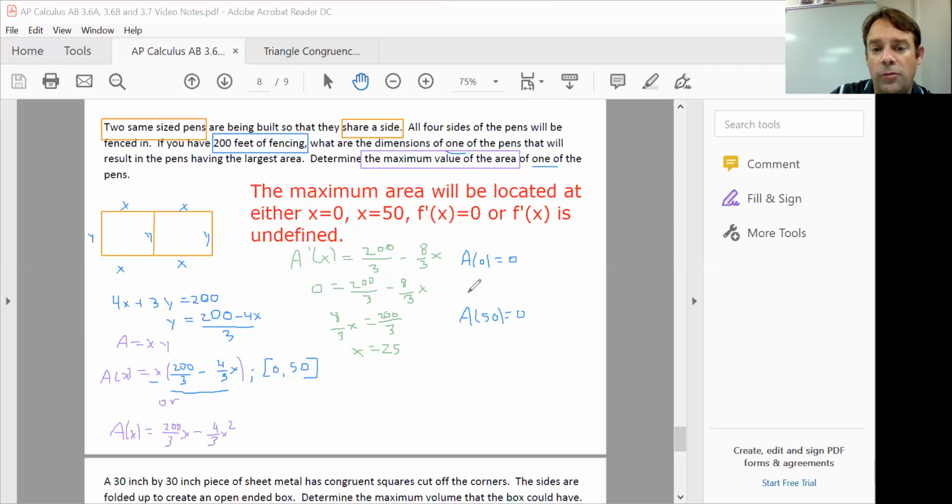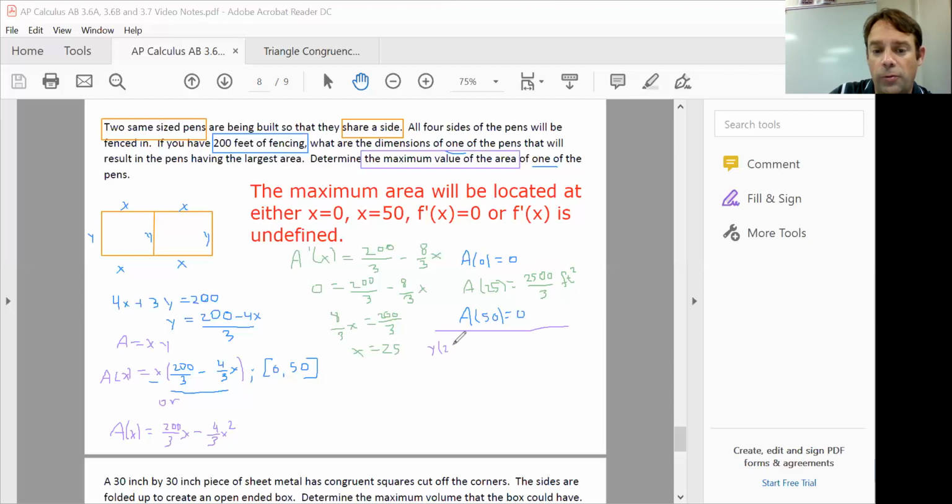But if I plug in that 25, I would get an area that would be equal to 2,500 over 3, otherwise 833 1/3 feet squared. So that'd be the area of just one of the pens. If I wanted to find them both together, I'd double it. And they asked for dimensions, so I've got to figure out what that y value is as well.